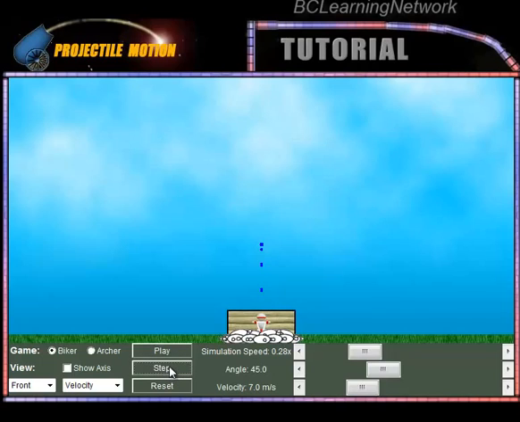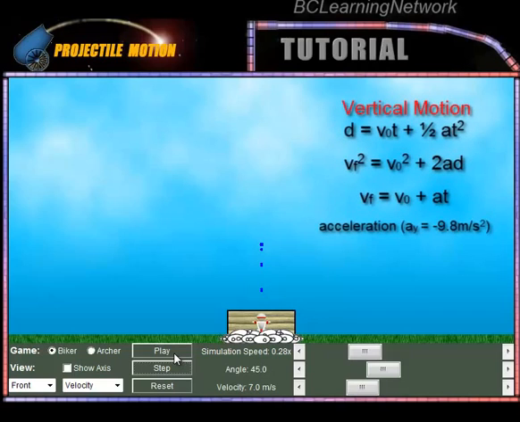Now, because we have an accelerated motion in this direction, we have a choice of three kinematic equations, or at least three. D is V initial times time plus 1/2 AT squared. V final squared is V initial squared plus 2AD. And V final is V initial plus AT. Basically, any equation with acceleration is valid for this motion because it is in fact accelerating.